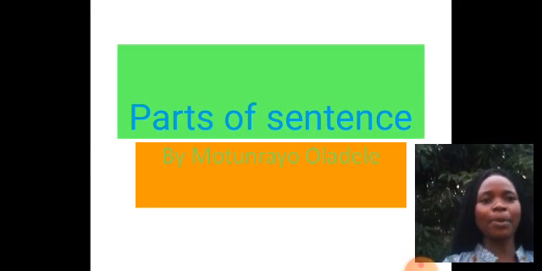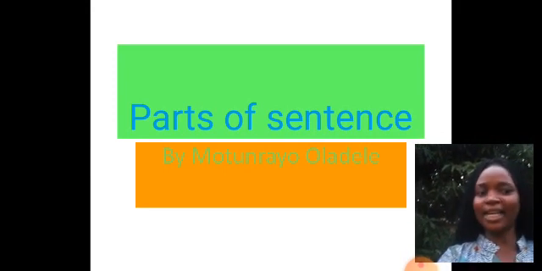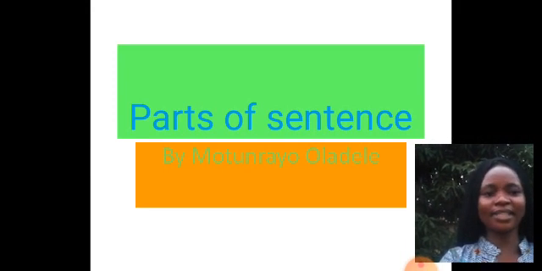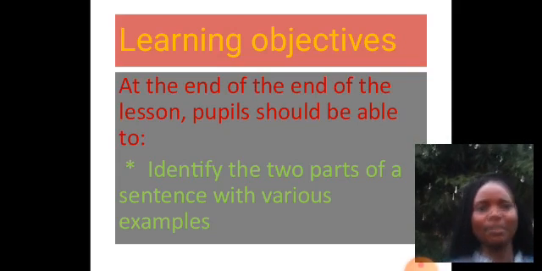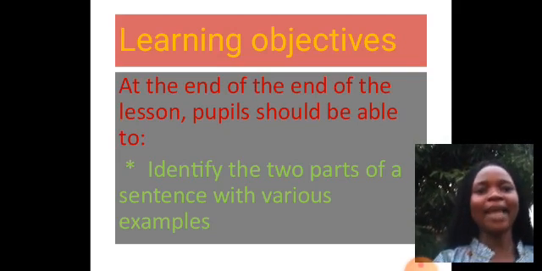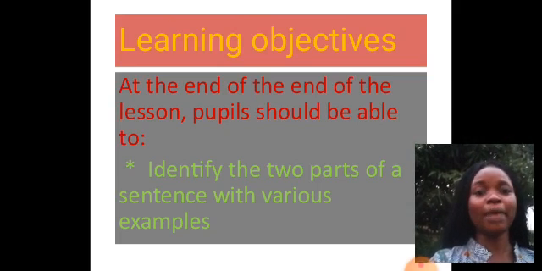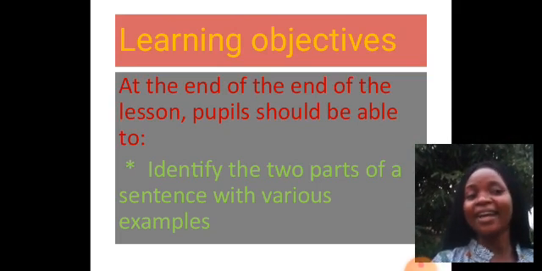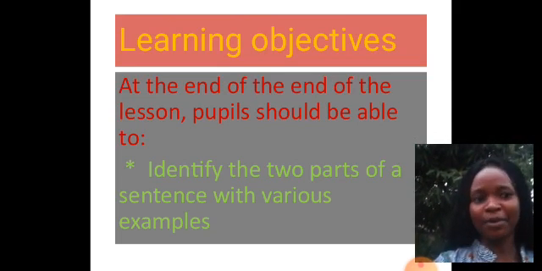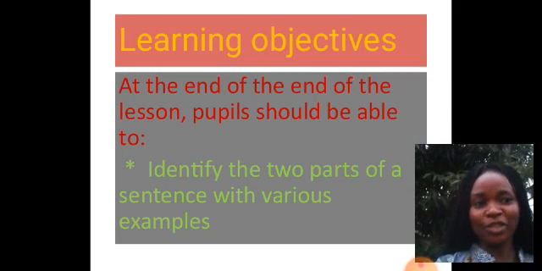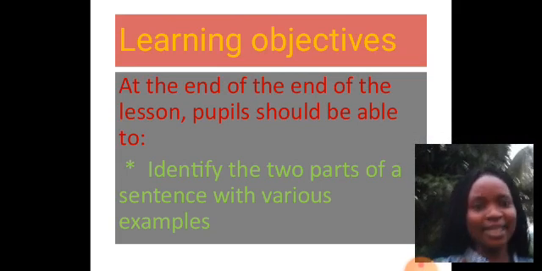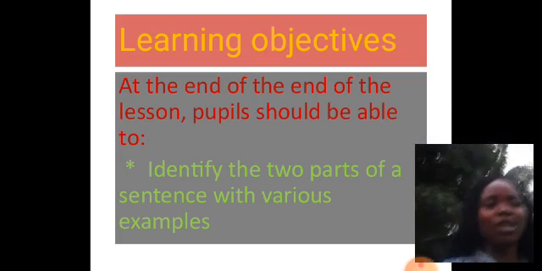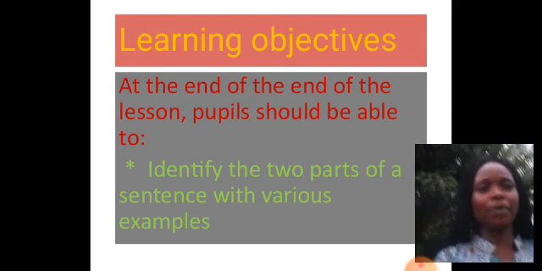Today we are looking at parts of sentence. Can I hear you say that? Fantastic. Parts of sentence. And learning objectives. At the end of the lesson, pupils should be able to identify the two parts of sentence with various examples. I believe that at the end of the lesson today, you should be able to identify the two parts of sentence that we have, and you should be able to give us different examples on each of them.